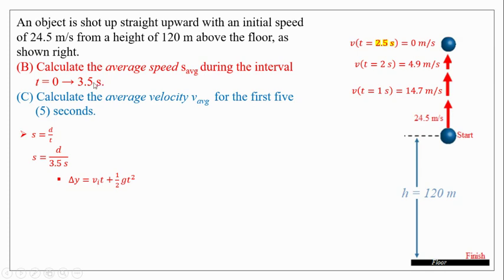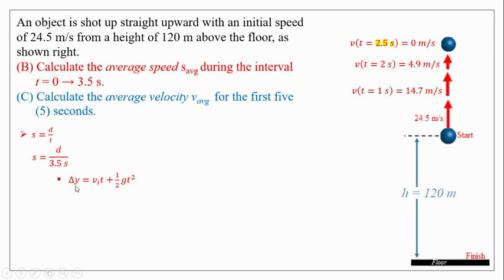But for part B, it wants the average speed between 0 to 3.5. Well, I already know that it took 2.5 seconds to come to a complete stop, but this time interval is 3.5. So I know it's going to have to fall one more second to meet this condition in part B, right? Because it's just from 0 to 3.5. Rising only takes 2.5 seconds, so therefore it's going to have to fall another second. 2.5 plus 1 equals 3.5.